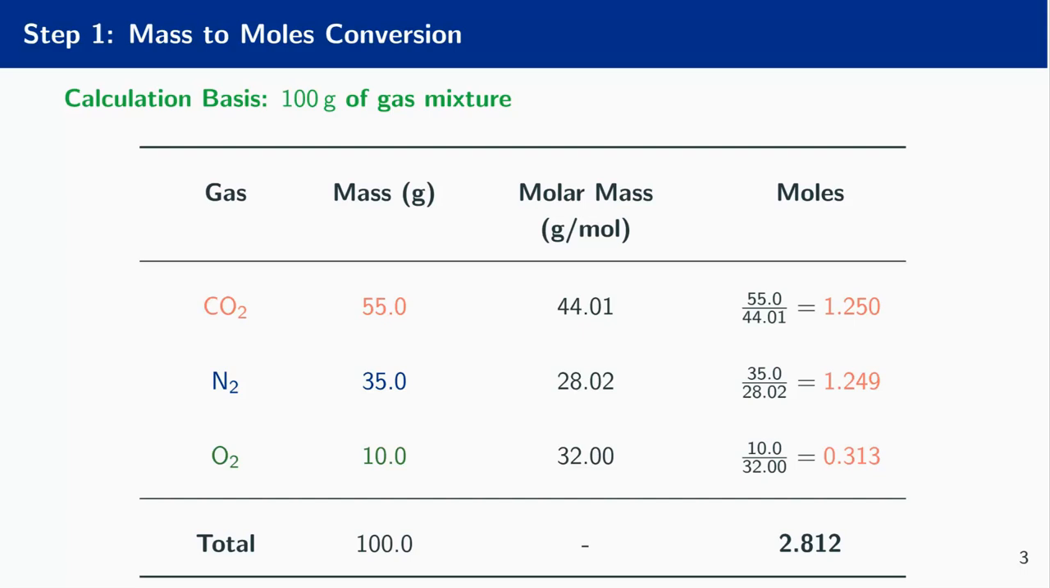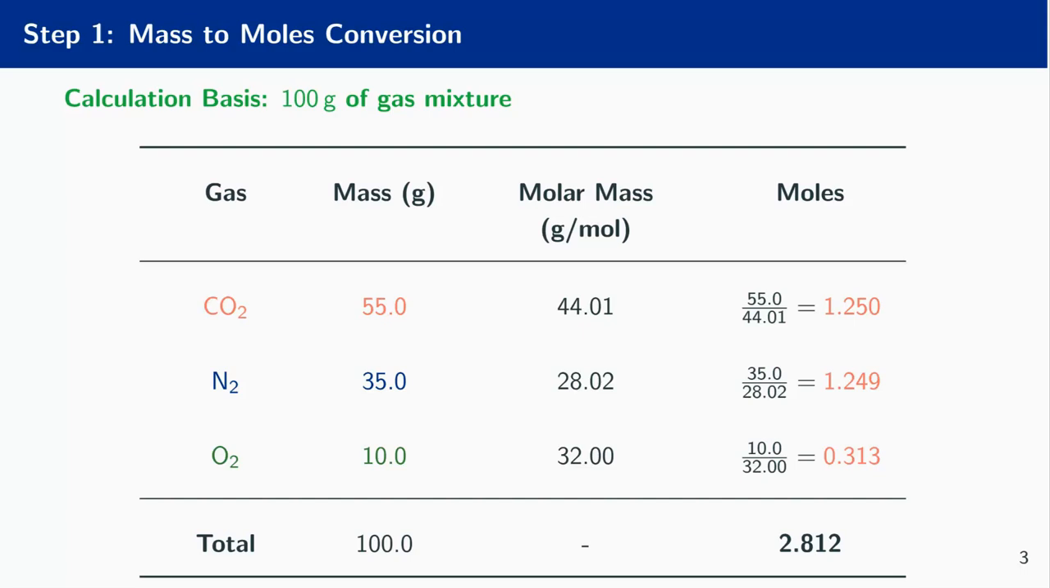Now first we have to do the molar analysis, which means mass to mole conversion. So here I am using a basis of 100 grams of gas mixture. This makes the math much easier because the percentages become direct masses. Let's walk through each component.